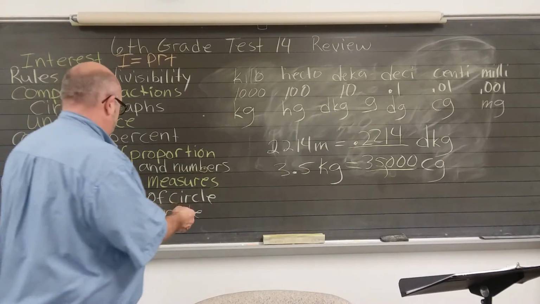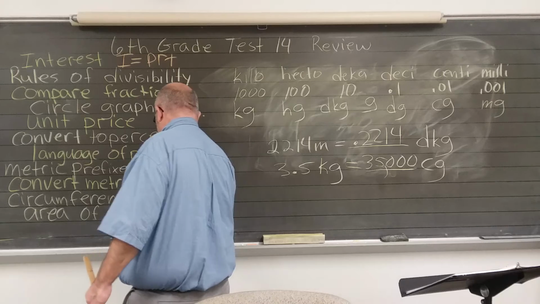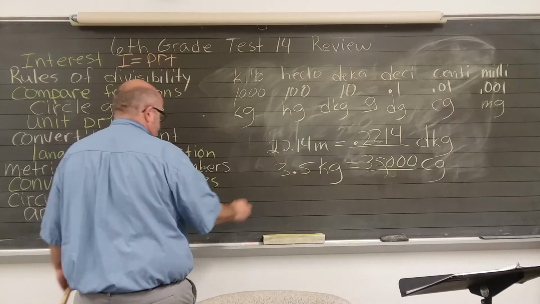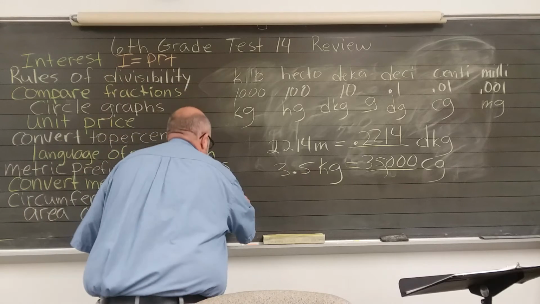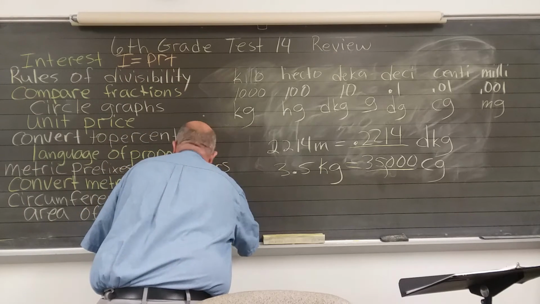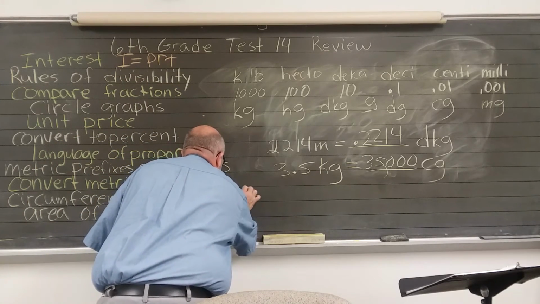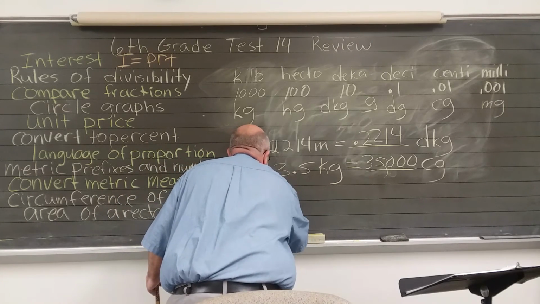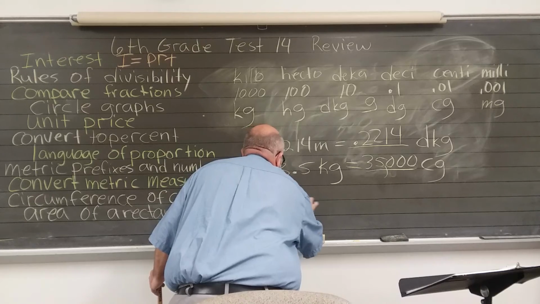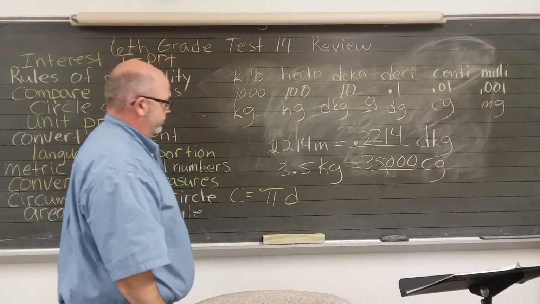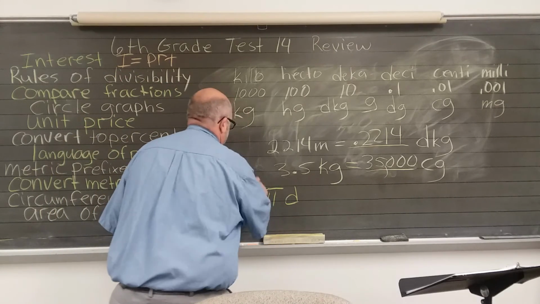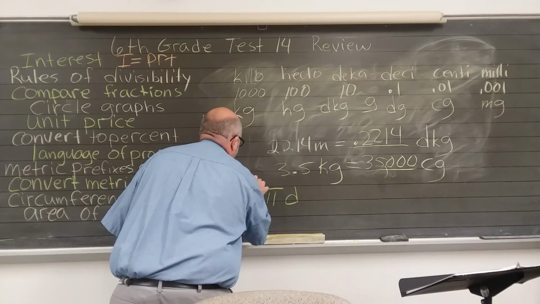Circumference of a circle. All you need to know with the circumference of the circle here is your formula. Circumference equals pi times diameter. Pi is 3.14. Always.